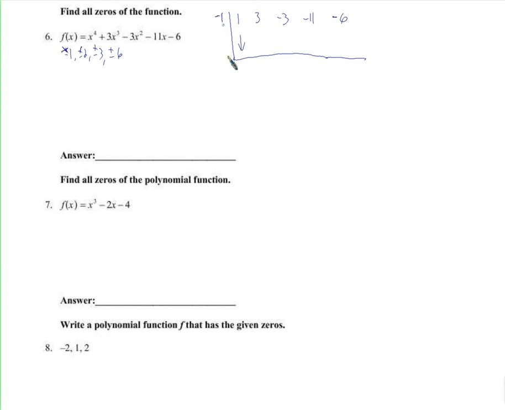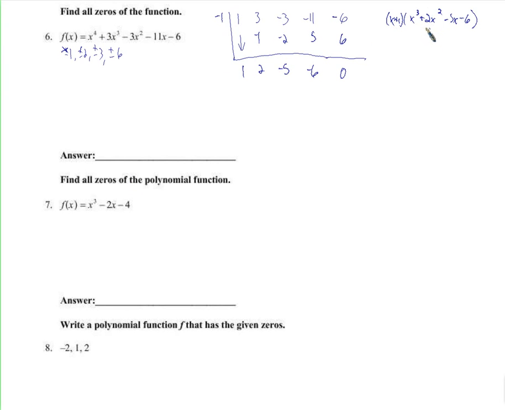Let's try negative 1. Bring down a 1, negative 1, 2, negative 5, 5, negative 6, 6, and 0. Great. So now I have, all right, let's see, I'll write off to the side. I know that x plus 1 times x cubed plus 2x squared minus 5x minus 6 would give me the original polynomial.